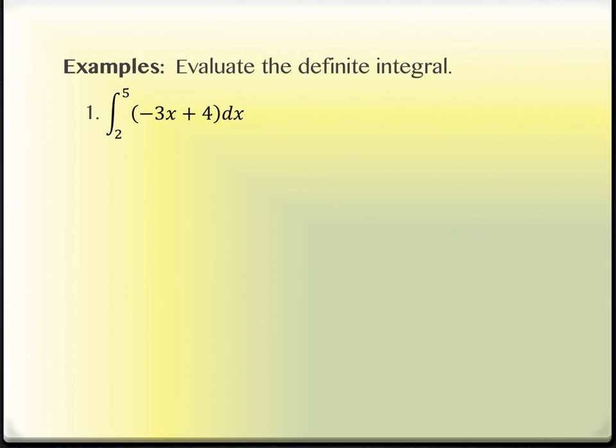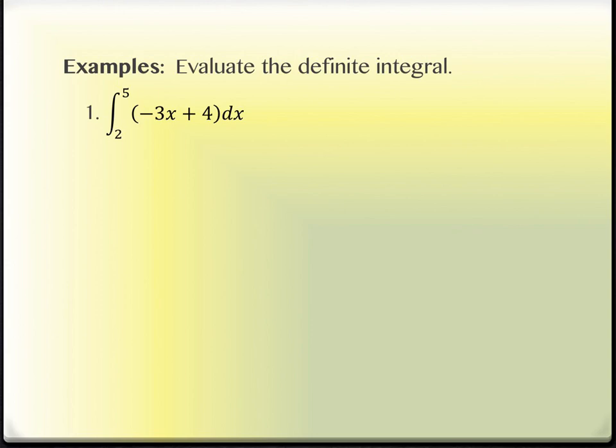If I were to graph negative 3x plus 4, I would end up with a shape that's either a triangle or a trapezoid. I would be able to do this with a geometric formula. That's not what we're asked to do here, but it is something that we could do another way and verify that we've done it correctly. What this is asking us to do is to use the definite integral.